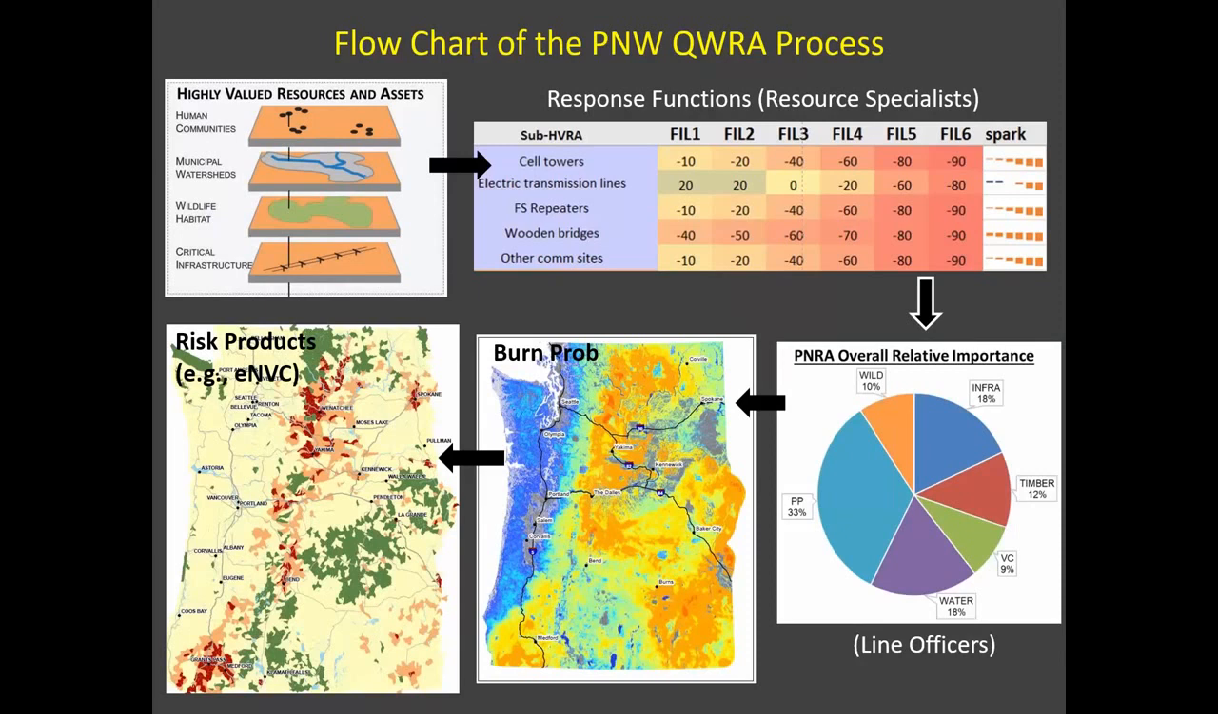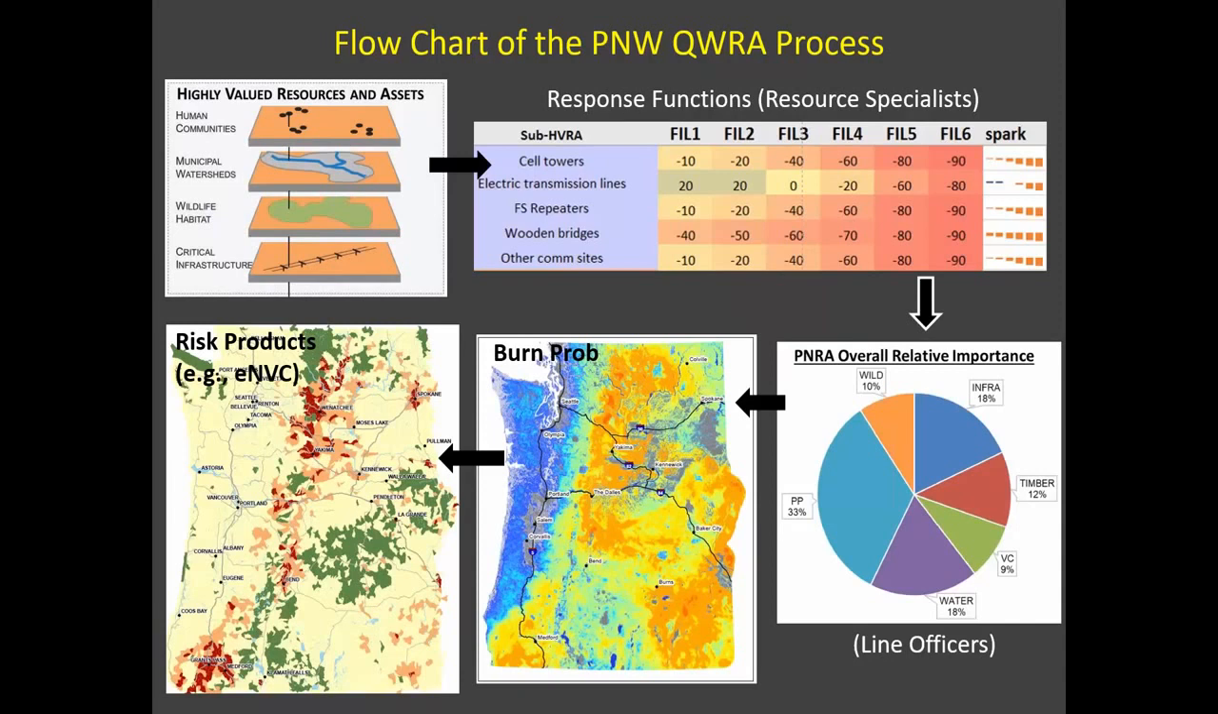Then all this information is brought together for line officers to weigh in and discuss. And again, this is an all lands project. This was not just Forest Service or federal agencies that have state partners and as well as some other individuals. So collectively, we created a relative importance ranking, and you can see what these things are. PP is property and people and places, wildlife, infrastructure, timber, veg condition, and water.